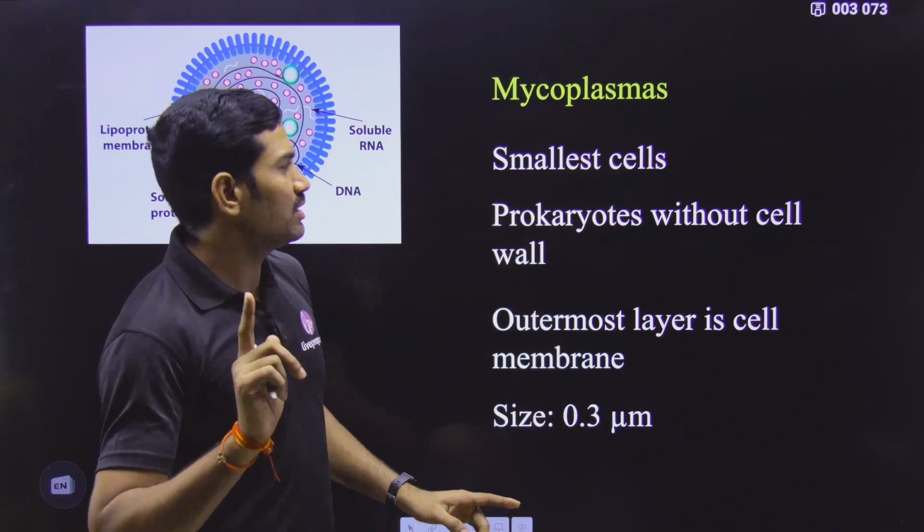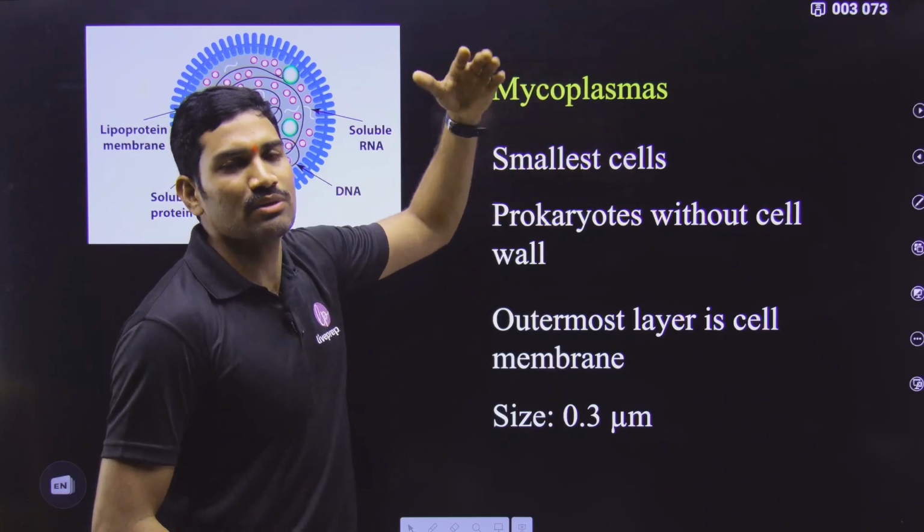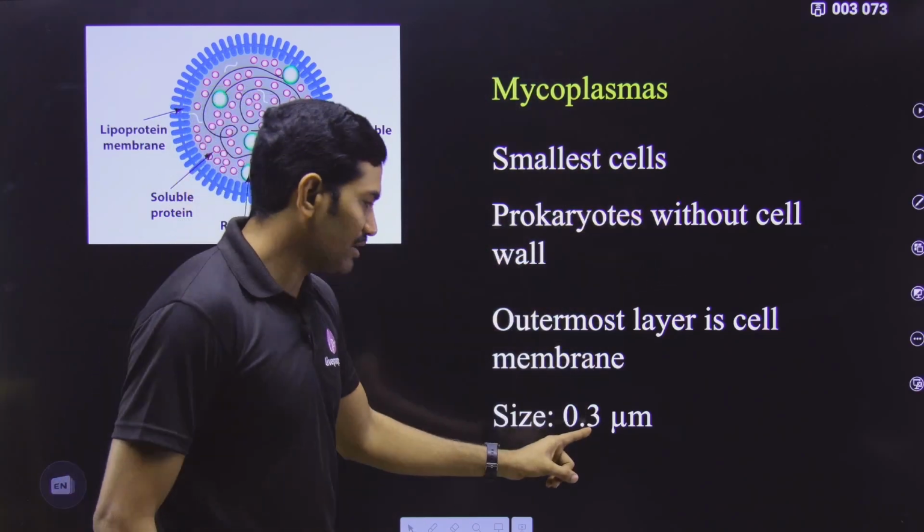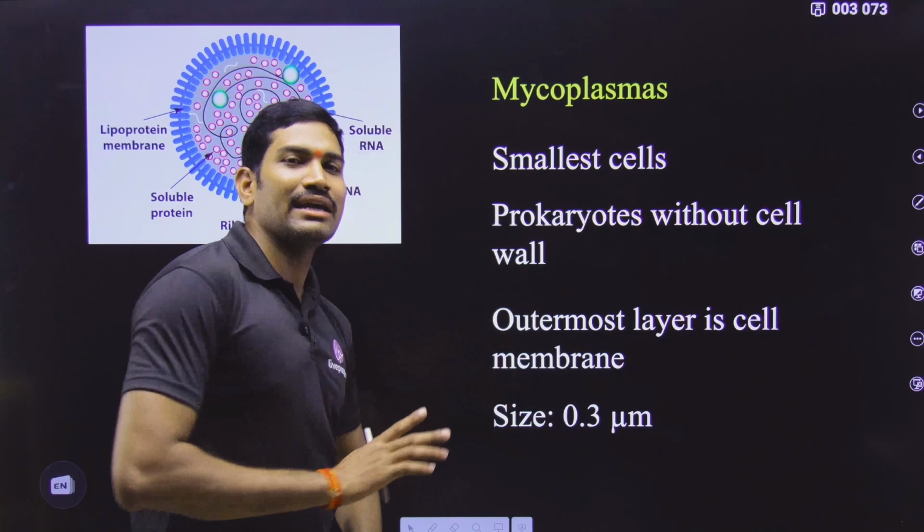So this is the point you need to understand. The smallest cells are mycoplasmas or PPLOs. Clear? The average size is 0.3 microns, and in the diagram they give 0.1.